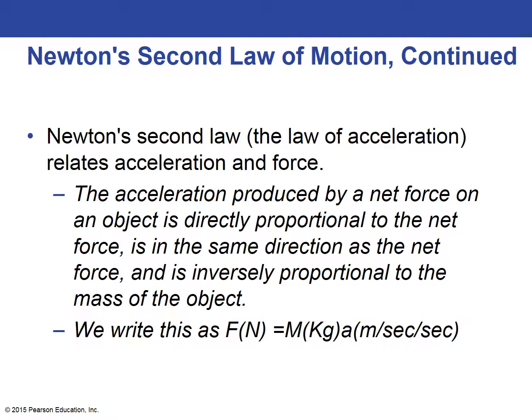In our work, we will work pretty much exclusively with the metric system, where distance is measured in meters, mass is measured in kilograms, and time is measured in seconds. Now, the equation at the bottom says that the force in newtons is equal to the mass in kilograms times the acceleration in meters per second per second. Putting that into English, the acceleration produced by a net force on an object is directly proportional to the net force, is in the same direction as the net force, and is inversely proportional to the mass of the object that is being accelerated.